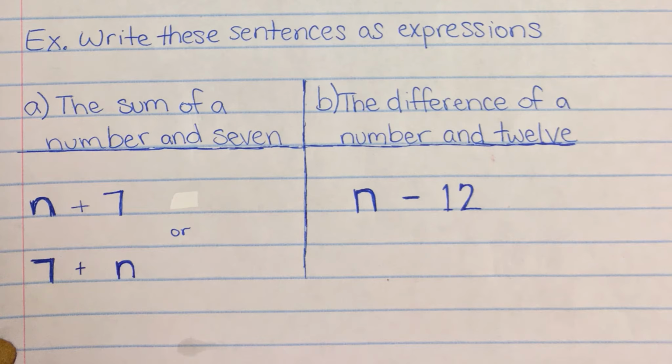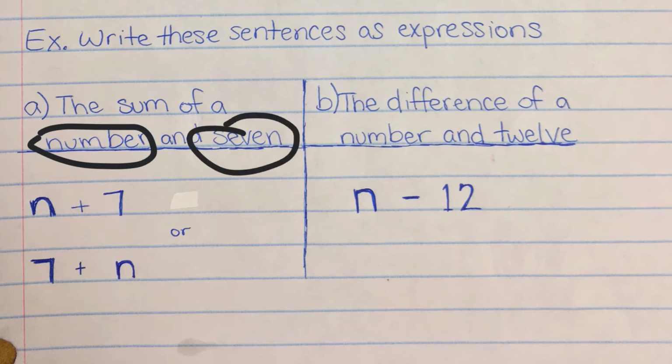So, write these sentences as expressions. Our first example, we need to write the sum of a number and 7. So, step 1 from above, we need to pick out our values. Our values are a number, we don't know that, but we know that it is a number, and 7 is our other number. So we're going to use n to represent number, and obviously 7 to represent 7.